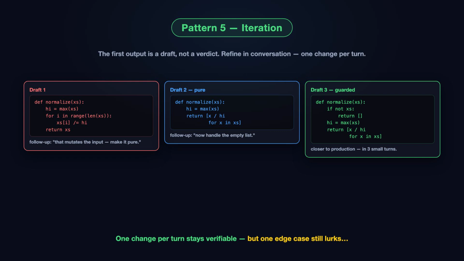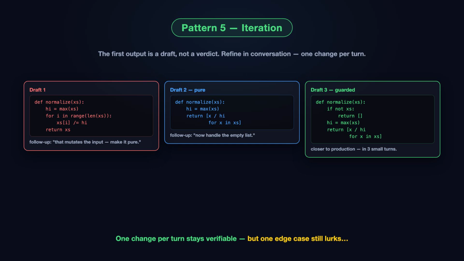3 short turns, each one fixing exactly one thing, and we've gone from a rough draft to something much closer to production. This is faster than trying to write the perfect megaprompt up front, because you get to react to what the model actually did, instead of everything it might do.